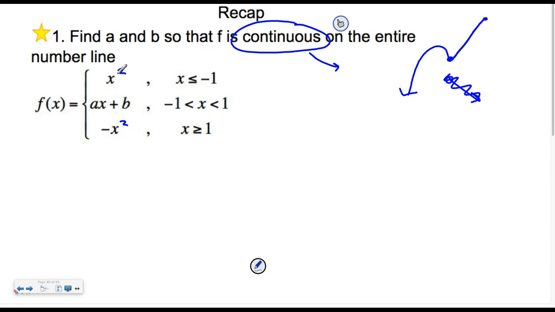And maybe then it hooks up with the cubic. Well, I have to make sure that those are at the same height or have the same y value. Otherwise, I will have that jump discontinuity in the graph. So you are trying to force that to happen. So you need to understand what's going on here.